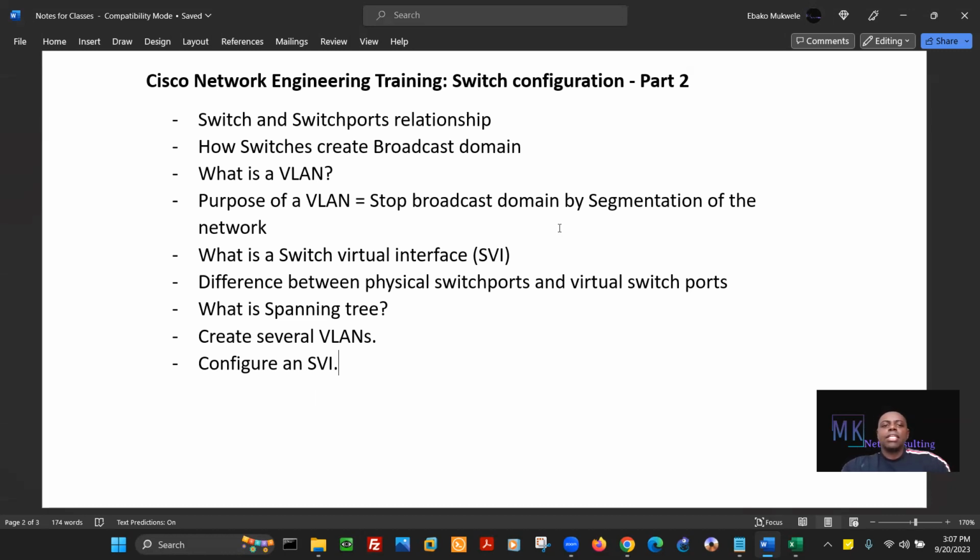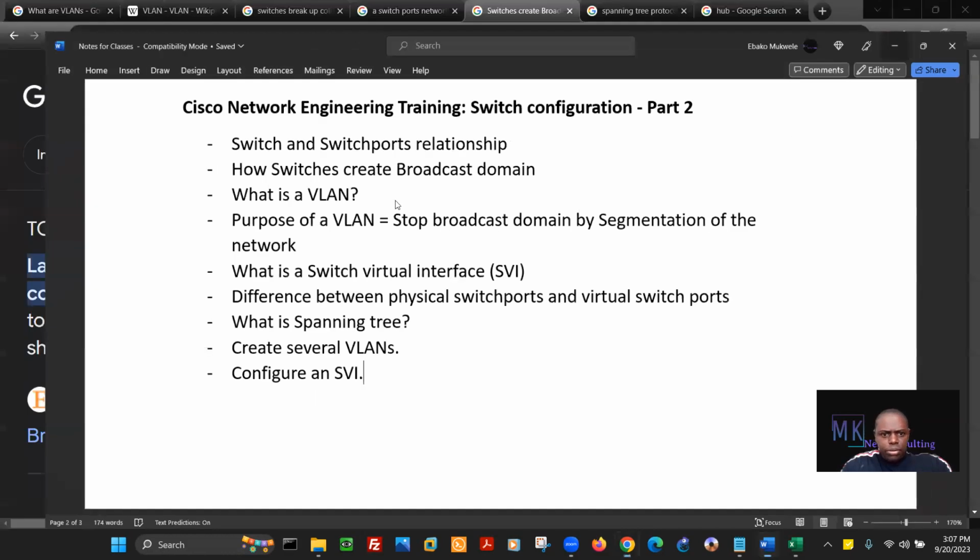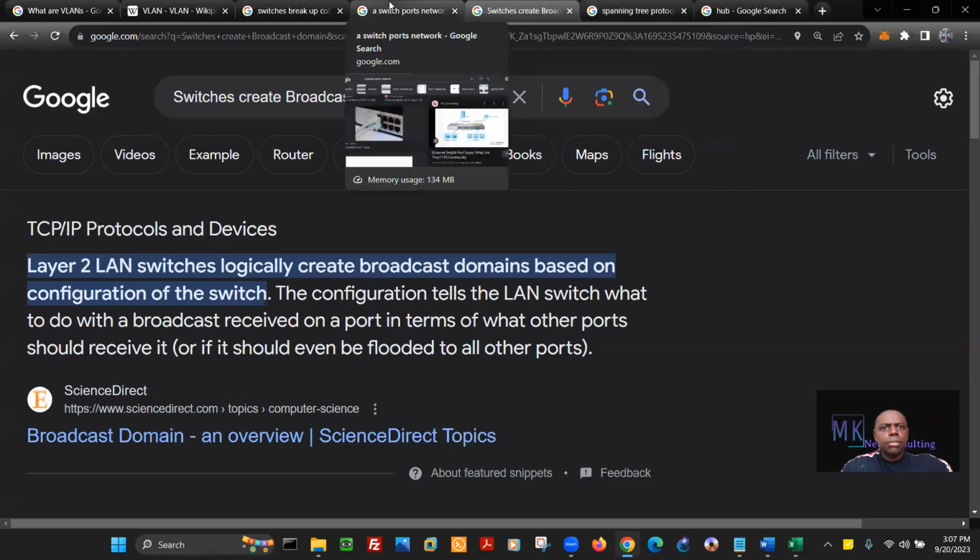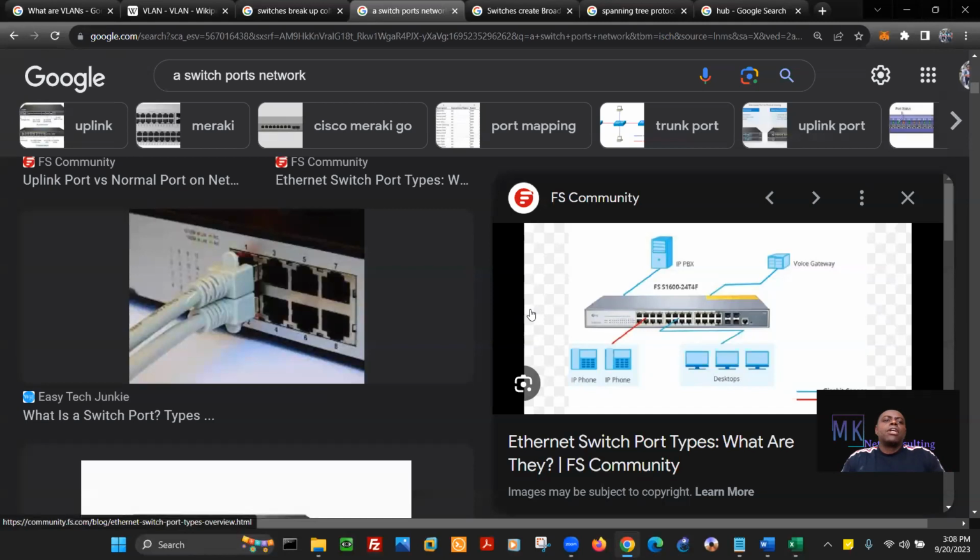Anyways, what I'm getting at is that I'm trying to get you guys to understand the ins and outs of a switch. So a switch has switch ports. Let me go into a diagram right here. Let me look for my diagram. For example, this one. I just searched for switch ports in the network. As you can see in this diagram, this is a switch, and the switch has ports: one, two, three, four, five, however many ports a switch has. What is the relationship between the switch and these ports?